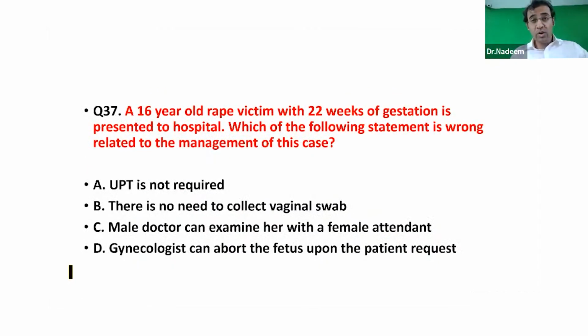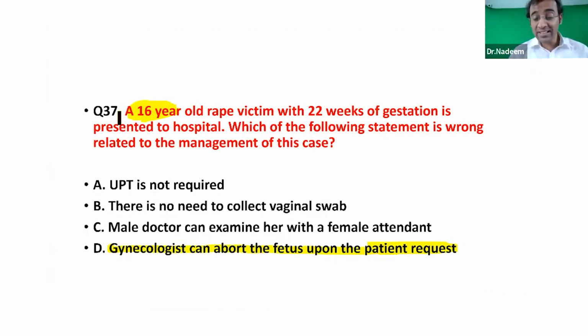A 16-year-old rape victim with 22 weeks of gestation is presented to the hospital. Which of the following statements is wrong? You have to read it carefully. Very good, Dr. Shubham. A gynecologist can abort the fetus upon the patient's request. The patient is only a 16-year-old female. She will give consent, or her family members or guardian will.